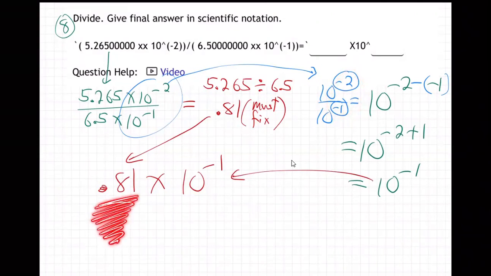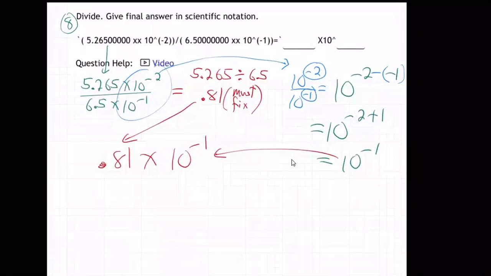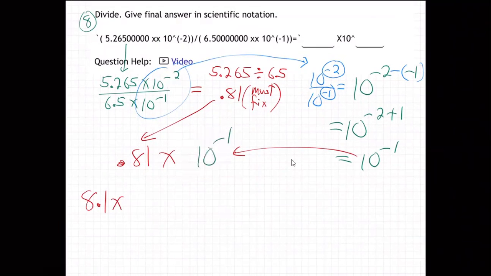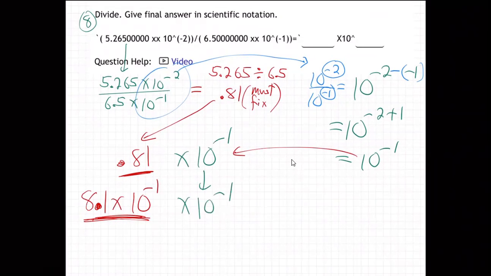This is not in scientific notation. Remember, scientific notation has to have the decimal after the first digit. So we've got to fix this number, don't we? Without changing it. So we have to make it 8.1 times, put this in a different color, 8.1 times what? 10 to the negative 1. Everybody see that? And then bring this guy down as another 10 to the minus 1.